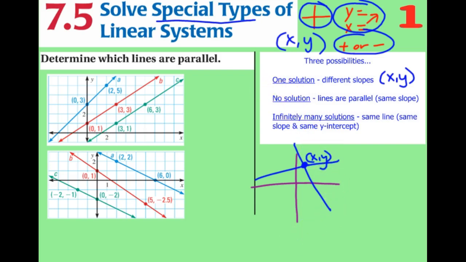But if it's no solution, that means that the lines are parallel. Because if we have a graph and the lines are parallel, well, there's nowhere that they're going to touch, so the answer will be no solution.